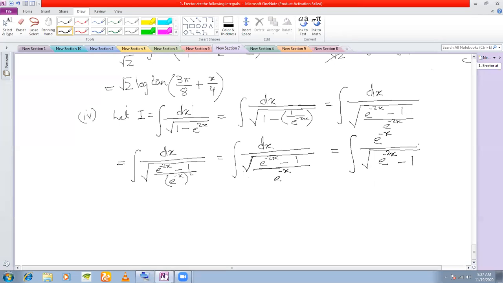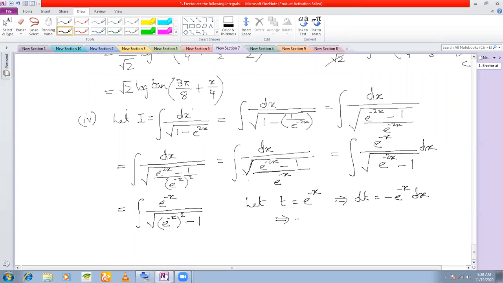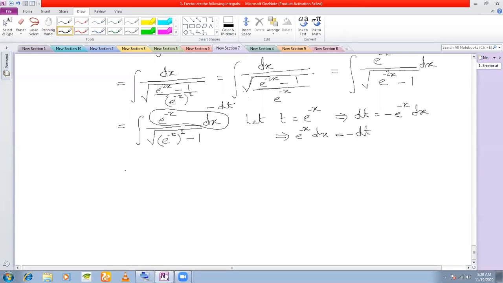Now you can make some substitutions in order to evaluate this integral. First of all, you write everything in terms of e to the power of minus x. E to the power of minus 2x can be written as e to the power of minus x whole square minus 1. Now let t be equal to e to the power of minus x. That means dt is equal to minus e to the power of minus x dx. So e to the power of minus x dx, which is this part, will become minus dt. So this is integral minus dt by root over of t square minus 1.